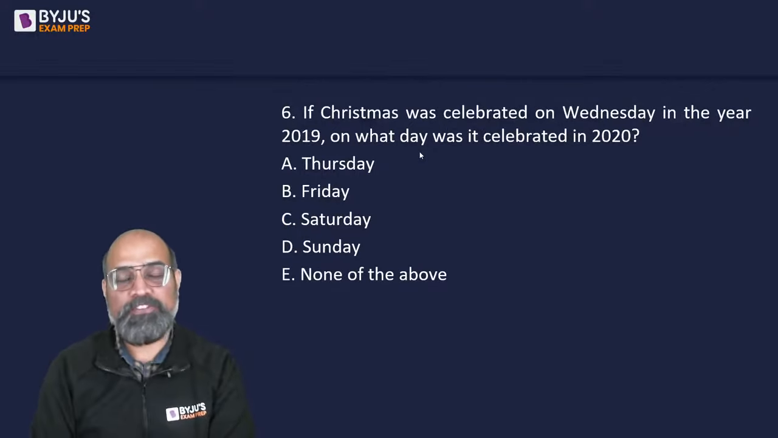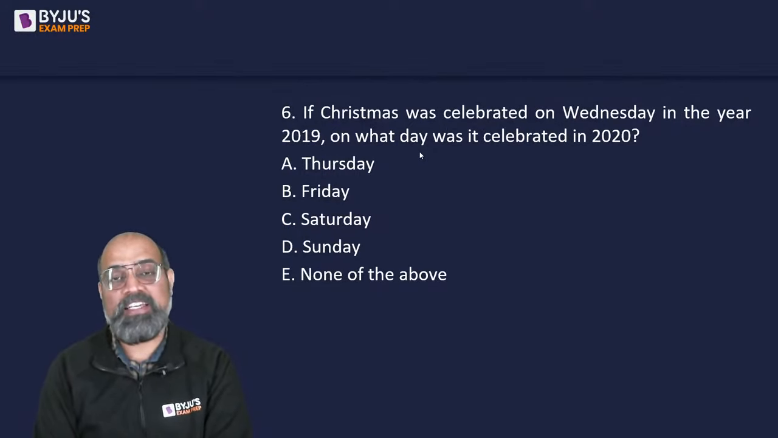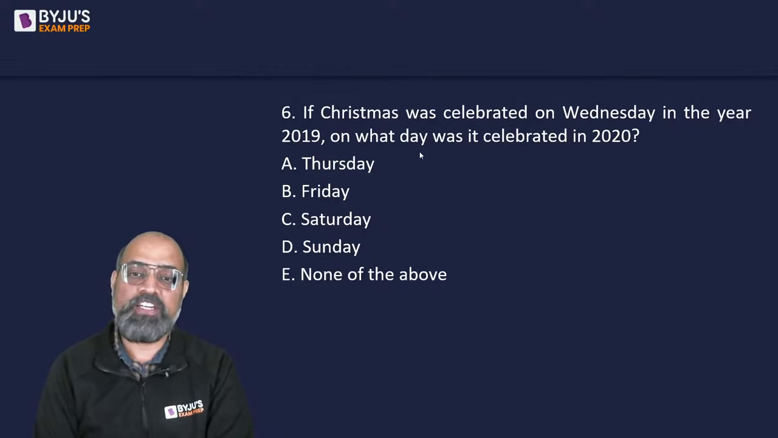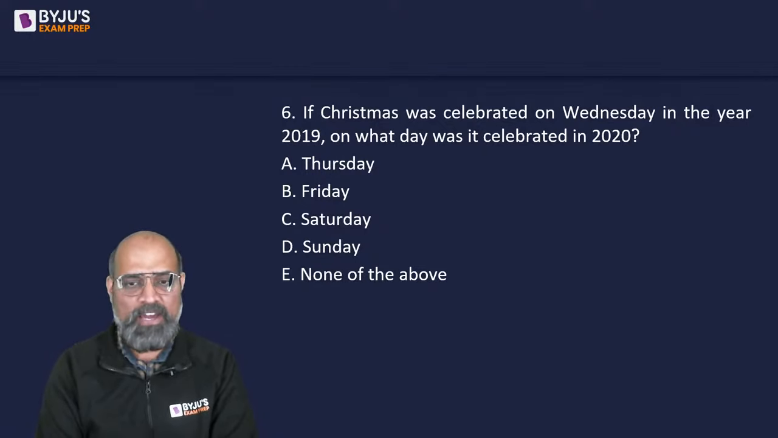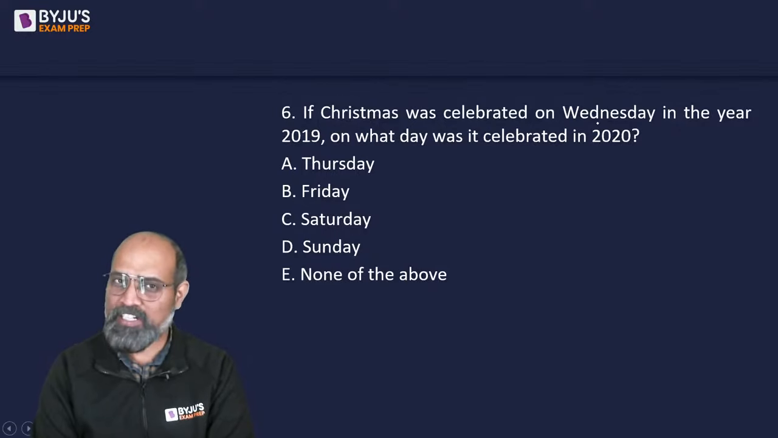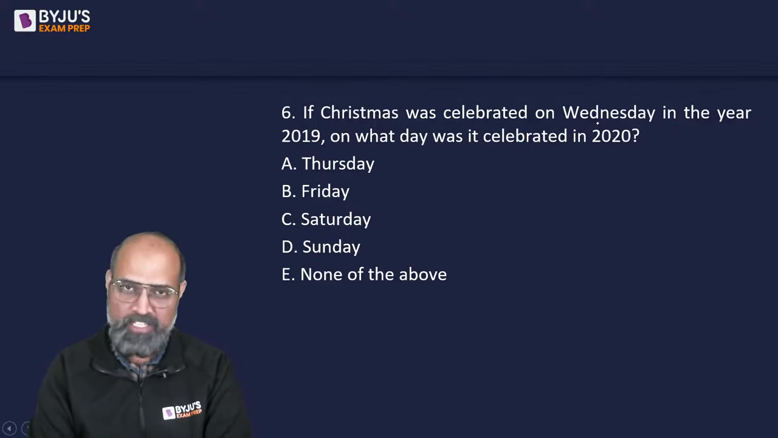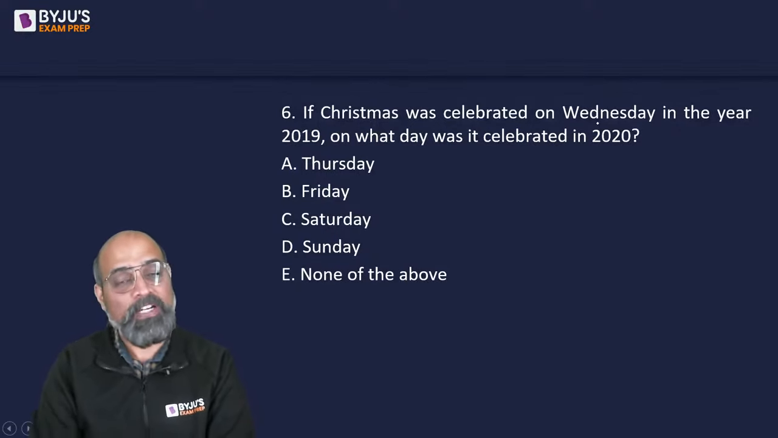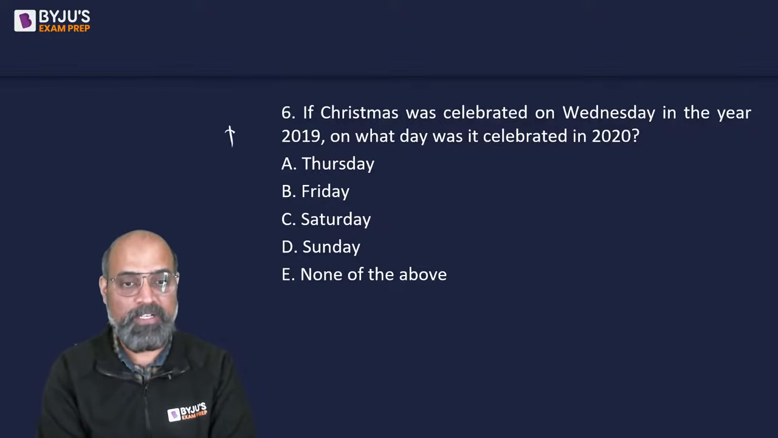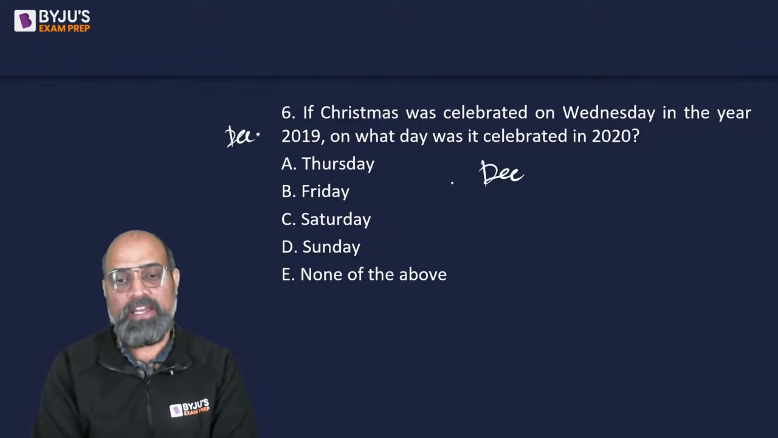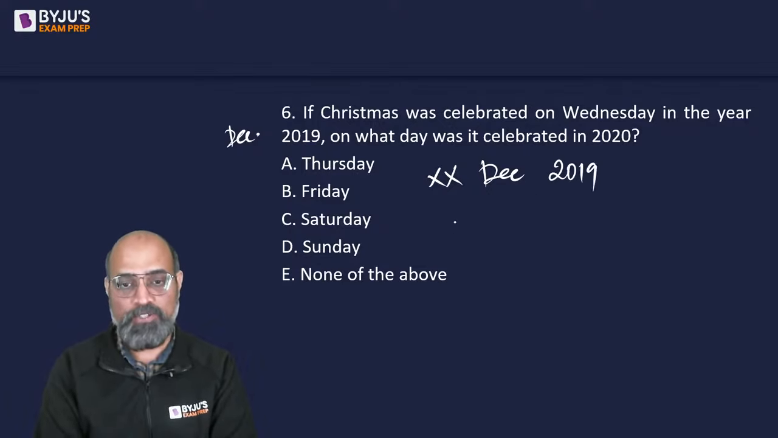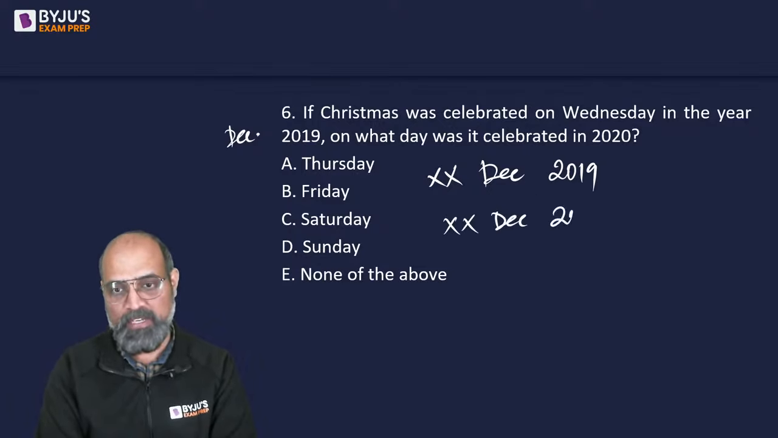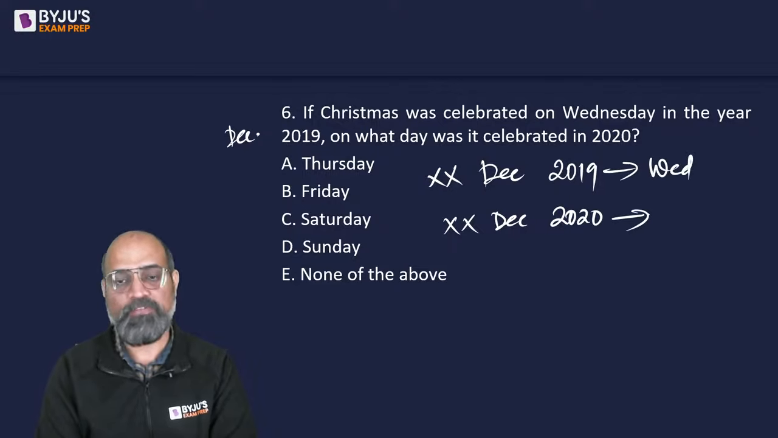Okay, the next one. If Christmas was celebrated on Wednesday in the year 2019, on which day was it celebrated in the year 2020? I don't care about the date of Christmas, whether it is 24th, 25th, 26th of December, though we already know, but we know that it's the month of December, right? So any particular date in December 2019 to the same date in December of the year 2020, if this was a Wednesday, then which day will it be?